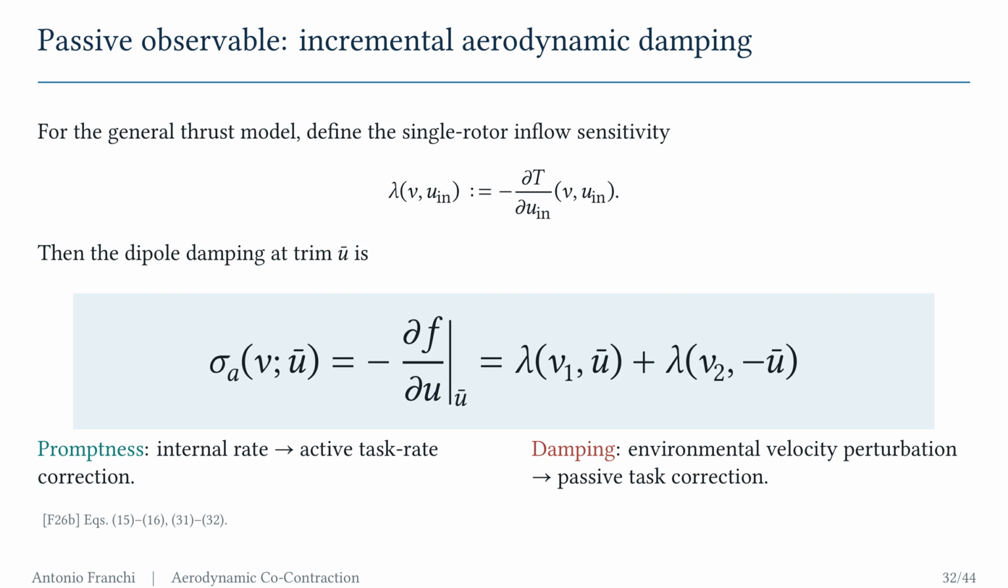For one rotor, lambda is minus the thrust derivative with respect to axial inflow. For the dipole, sigma sub a is minus the derivative of the complete task map with respect to the common air relative velocity, evaluated at the trim. The chain rule signs make the two rotor sensitivities add. The positive sigma sub a means that a small velocity perturbation generates an opposing aerodynamic task variation. Unlike promptness, this channel is driven by an environmental perturbation rather than an internal command variation.